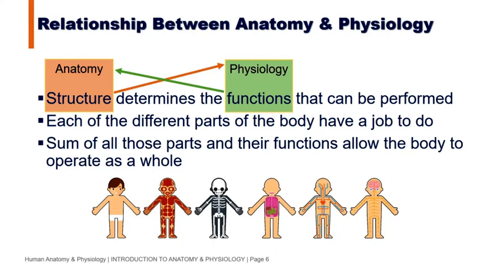Now let's go to the relationship between anatomy and physiology. Remember that when we talk about structure, we are talking about anatomy. And when we discuss functions, we are looking into physiology. And so one affects the other. Structure determines the functions that can be performed. Each of the different parts of our body has a job to do. The sum of all parts and their functions allows our body to operate as a whole.